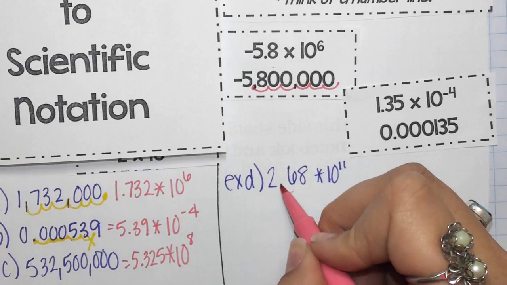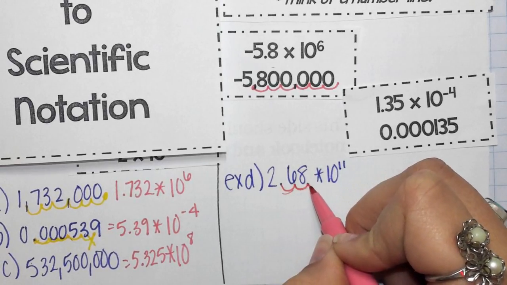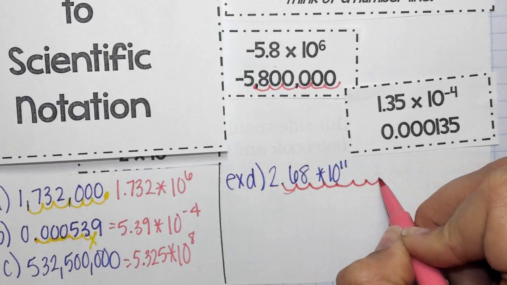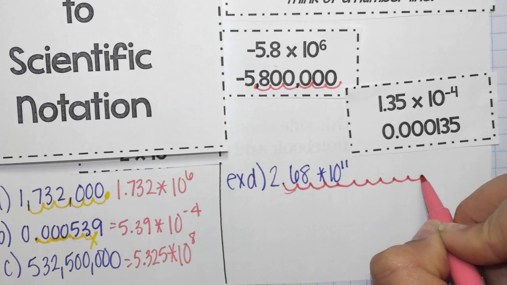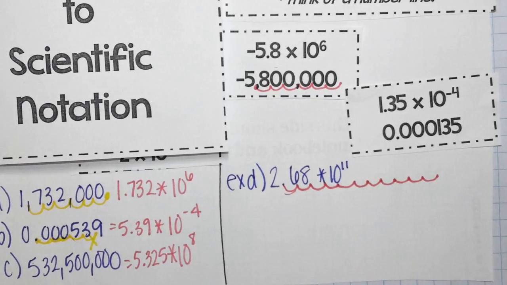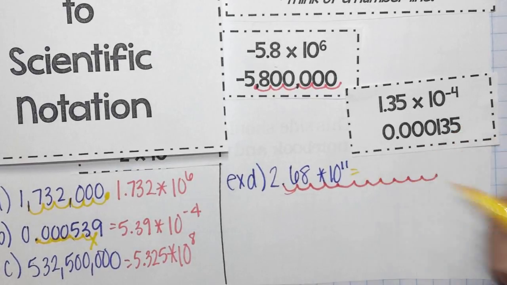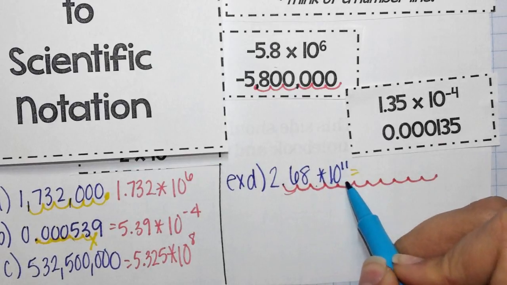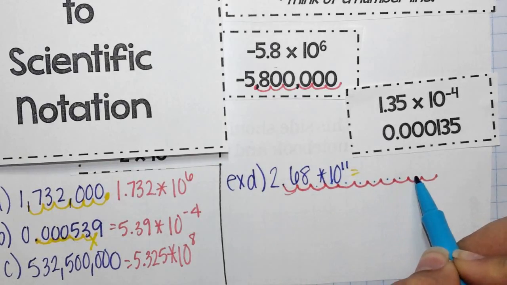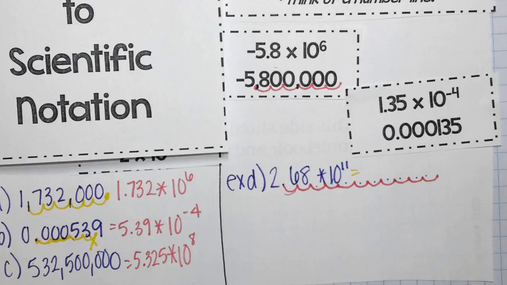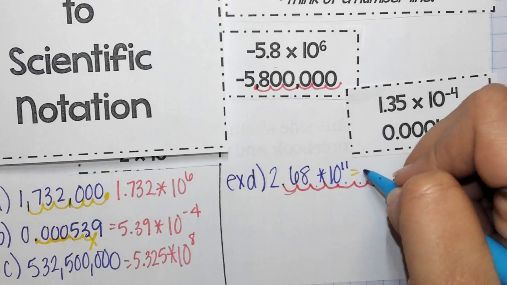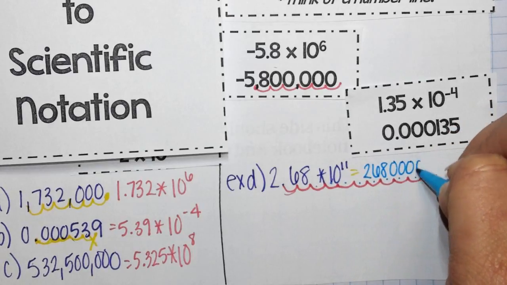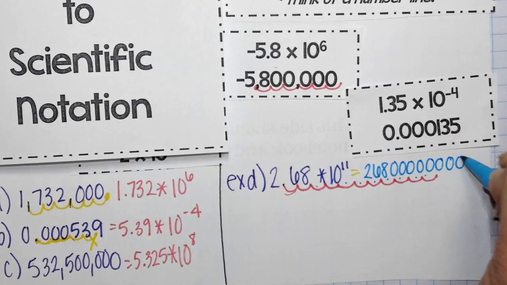Everybody ready? 1, 2, 3, 4, 5, 6, 7, 8, 9, 10, 11. So how many zeros are we going to have? We're going to have 1, 2, 3, 4, 5, 6, 7, 8, 9 zeros. 9 zeros. 2, 6, 8, 1, 2, 3, 4, 5, 6, 7, 8, 9.